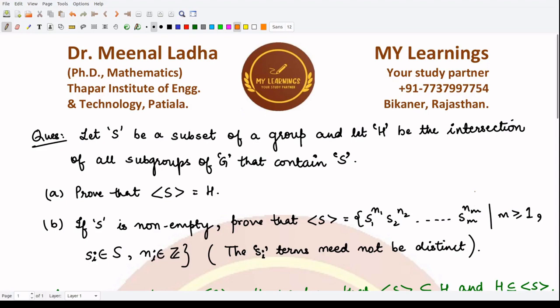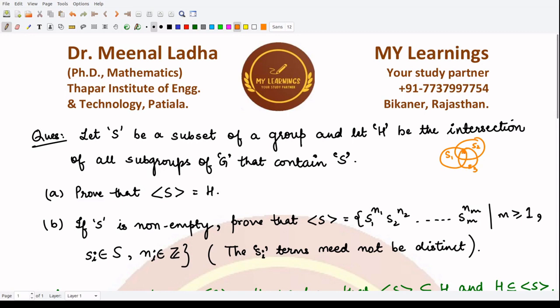In this video, we'll be solving this question which states that if S is any subset of a group and H is the intersection of all subgroups of G that contain S, right? So what is H? H is the intersection of subgroups. Suppose this is S1, this is S2, this is S3 and so on, and all of them contain S. It is of this form.